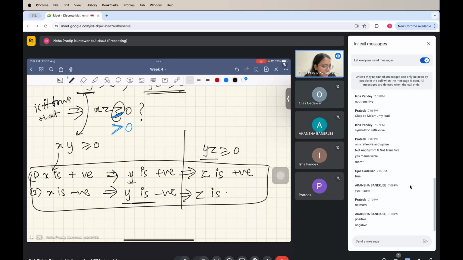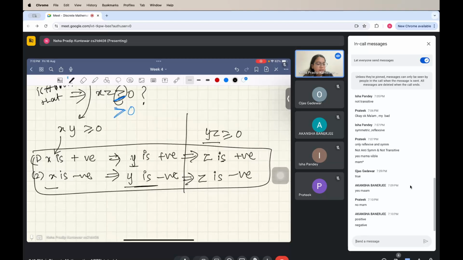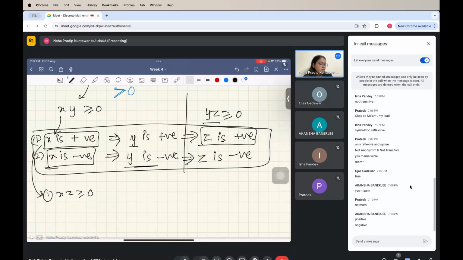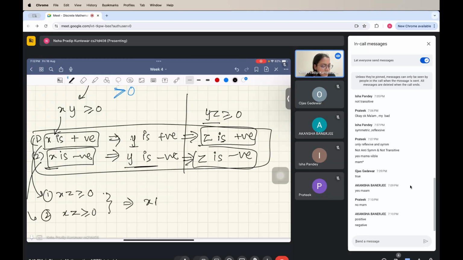So what that would mean is that z is negative, and now if you multiply this, if x and z are both positive, the first part would give you that xz is at least 0, and the second part here would give you, since both are negative, that xz is at least 0, and that would have implied that x is related to z and hence transitive.